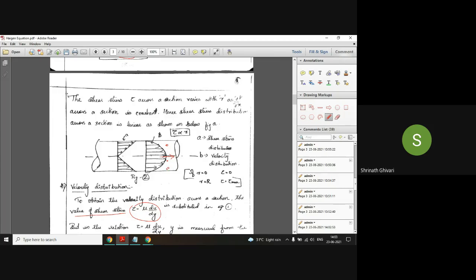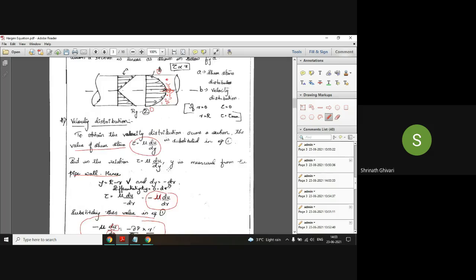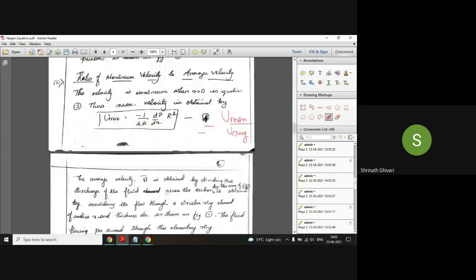As I have told you, the velocity is distributing, because at this point it is 0, then 1, 2, 3, then here it is 4, then 3, 2, 1, then 0. So this average I want. So what will be the average velocity that we have to determine here?